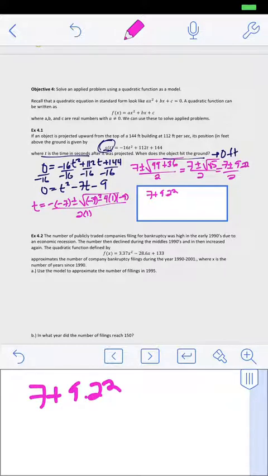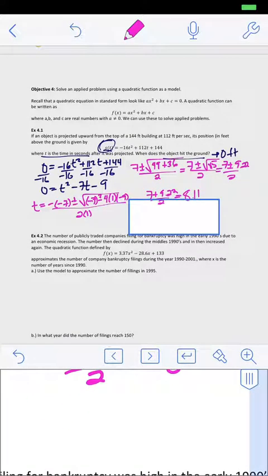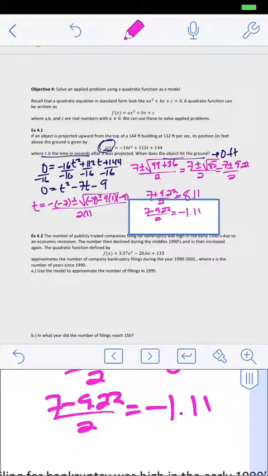7 plus 9.22 over 2 is going to equal 9.22 divided by 2, 8.11. Well, on the other one, 7 minus 9.22 over 2. 7 minus 9.22, divided by 2, is going to be a negative 1.11.